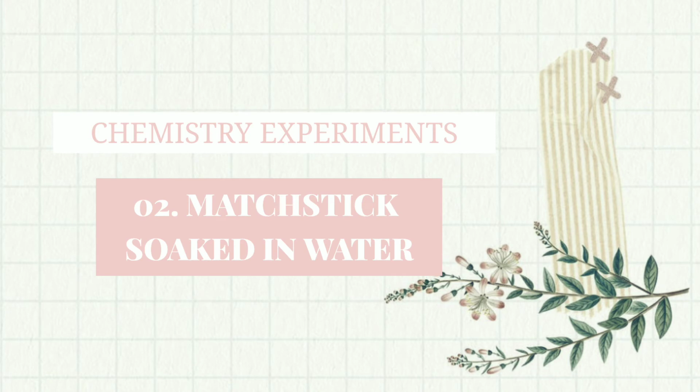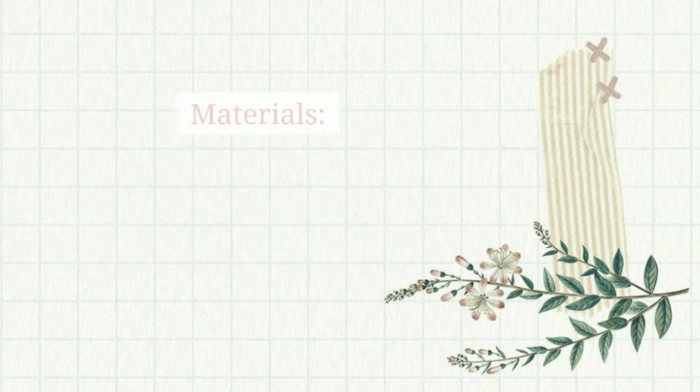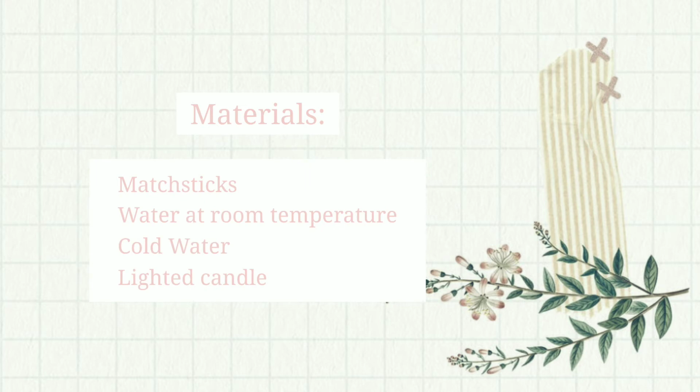Experiment number 2. Matchstick soaked in water. Effect of temperature on chemical reaction rate. Materials: matchsticks, water at room temperature or tap water, cold water or ice water, and lighted candle.